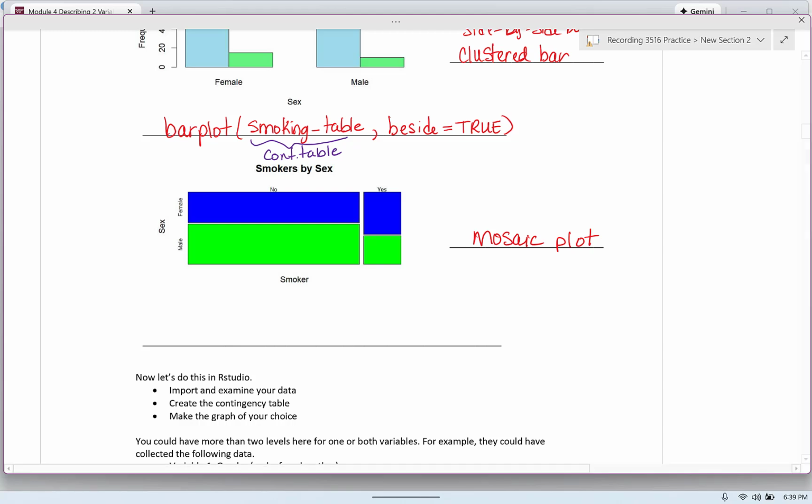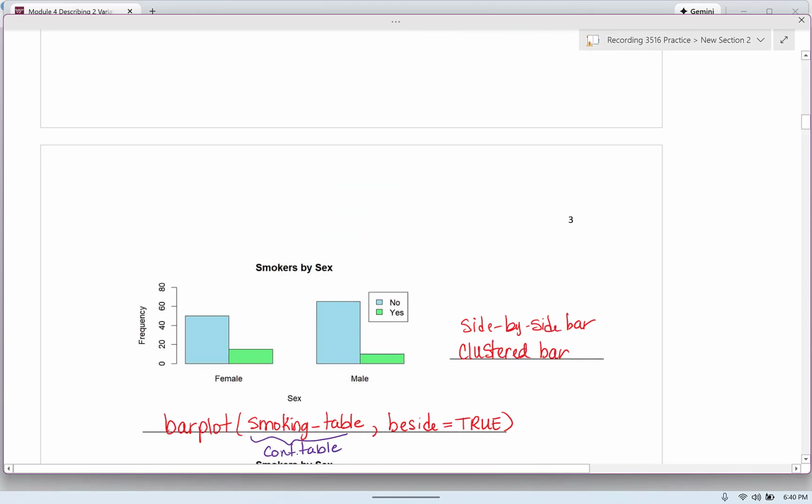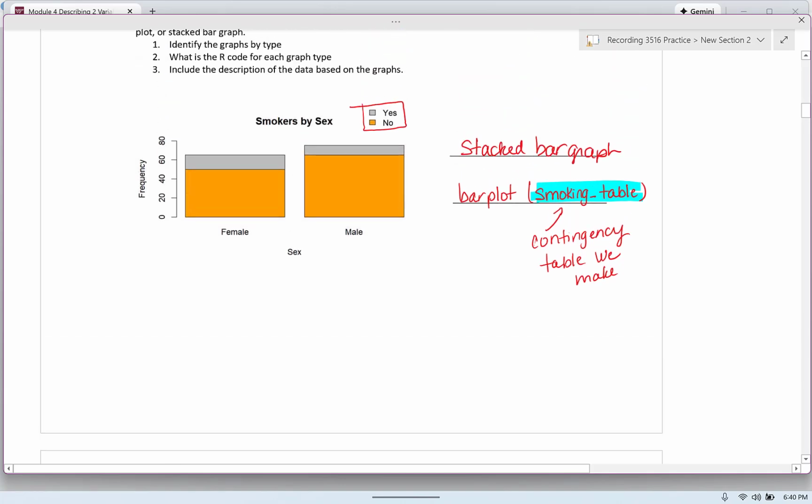The code for a mosaic plot is exactly that. It's mosaic plot, parentheses of our frequency table again, or our contingency table again, which is smoking underscore table. Okay, so now let's look at these graphs and see what we can learn from them.